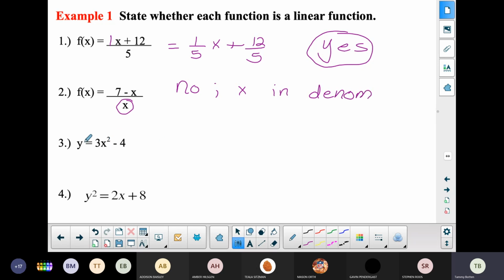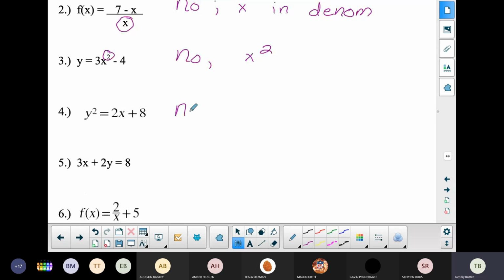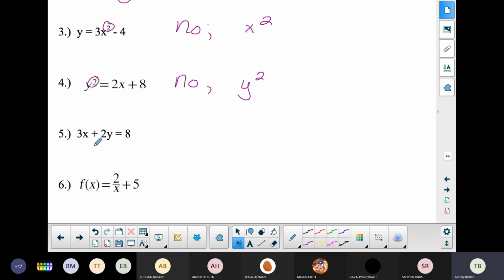Okay. The third one is not going to be, and that is because we have x squared. The fourth one is not going to be, and that is because we have y squared. The fifth one, notice my x and my y are both to the power of 1. They're also both on the top of a fraction. They're not anything in the denominator, nothing under a square root. So that one's good. And when it is a function, you just have to say yes.